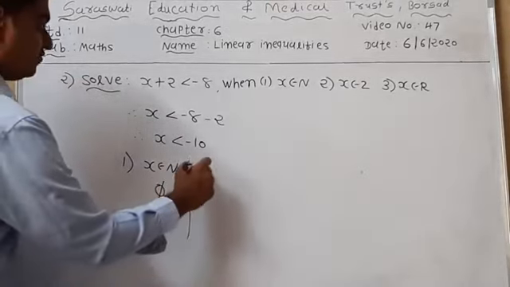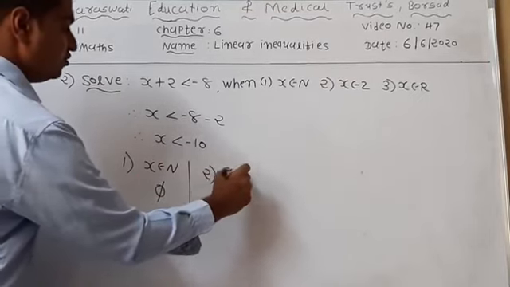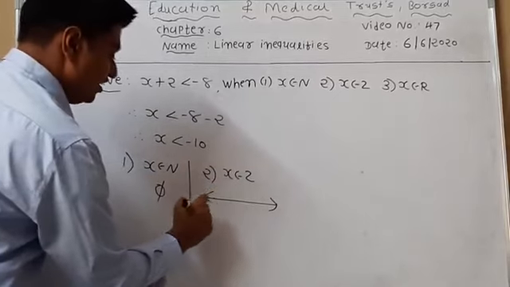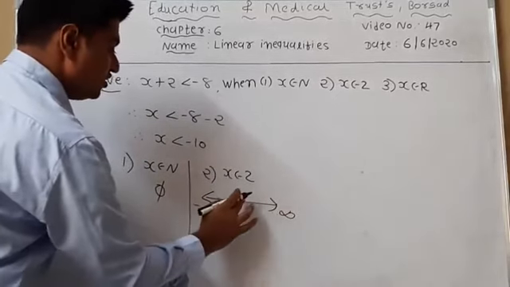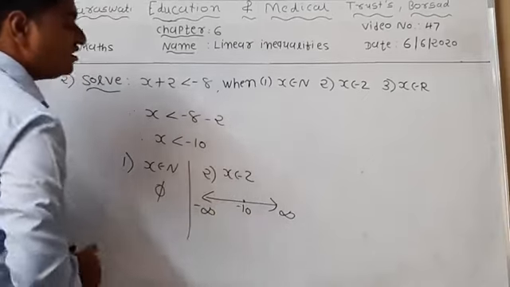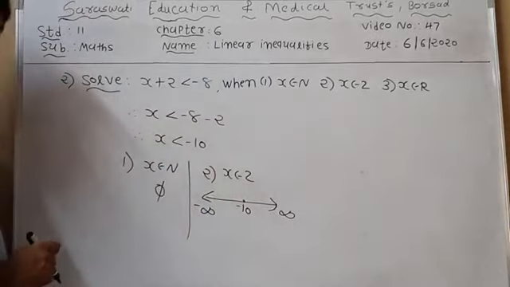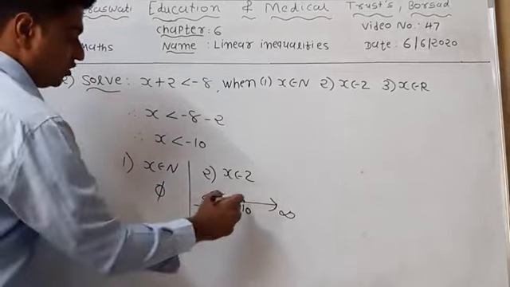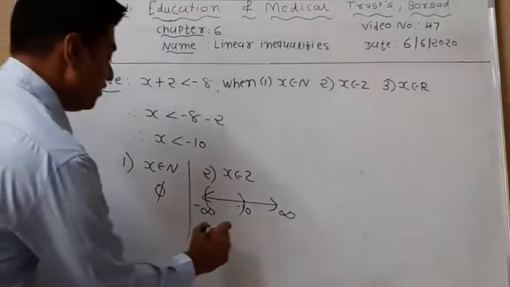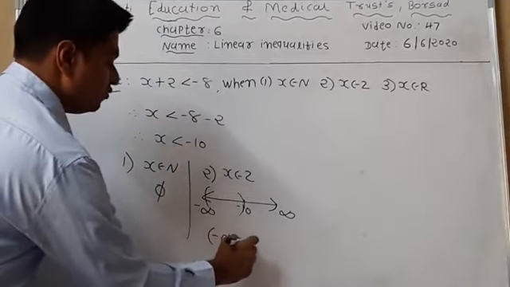Second condition, x belongs to Z. Now here minus infinity and infinity are present, and minus 10 is positioned here. Here strictly less than is present, the arrow is going from the left side, so our interval is open interval minus infinity to minus 10.